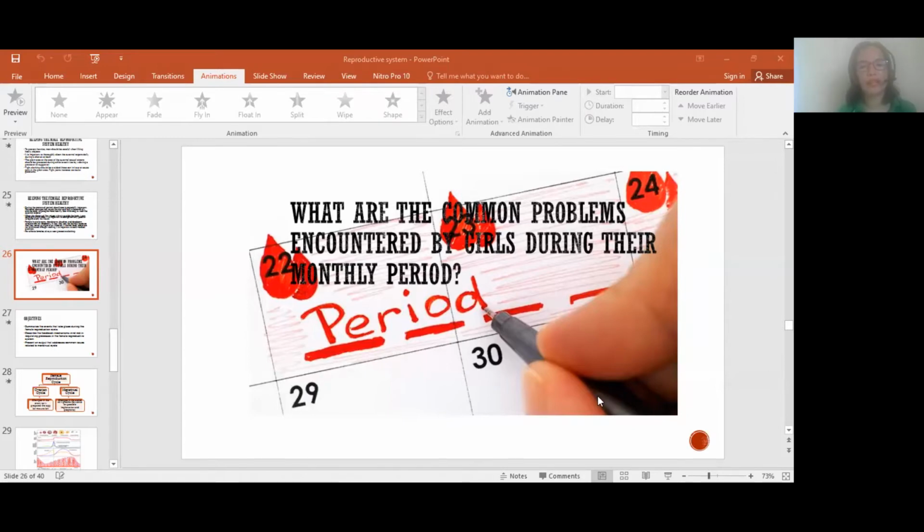Last time, just to recall, we talked about the parts and functions of the male and female reproductive system. Then we looked at the different diseases of the reproductive system, particularly the STDs. And then we tried to enumerate ways on how to maintain a healthy reproductive system. So for this session, we are going to talk about the female reproductive cycle.